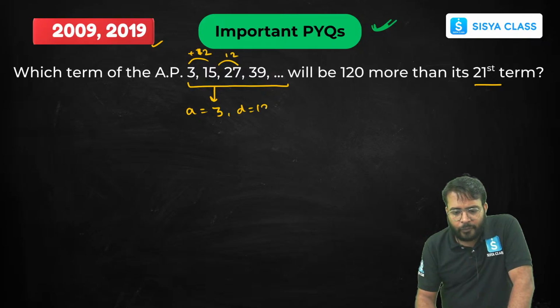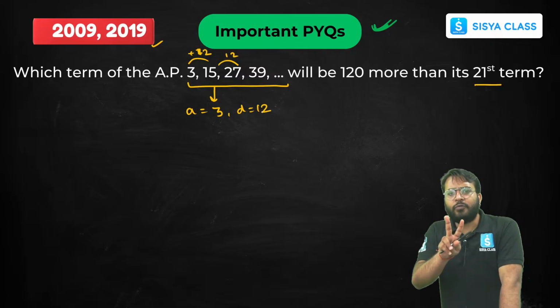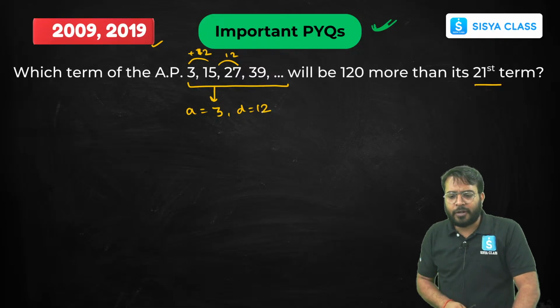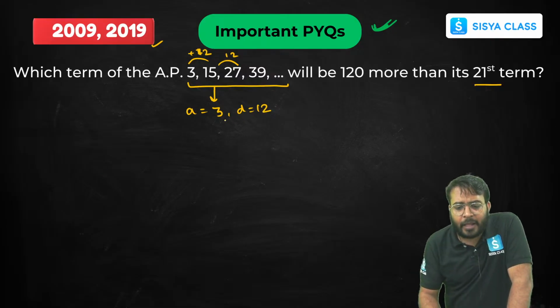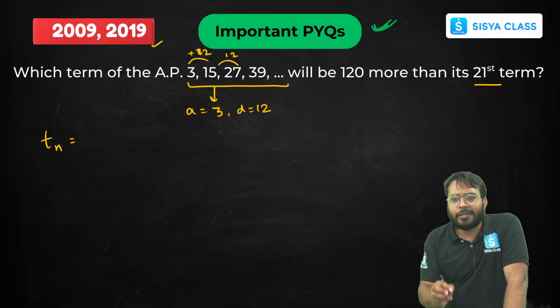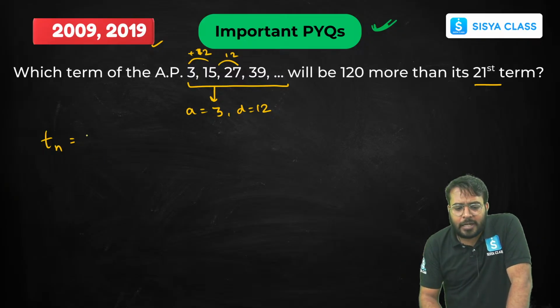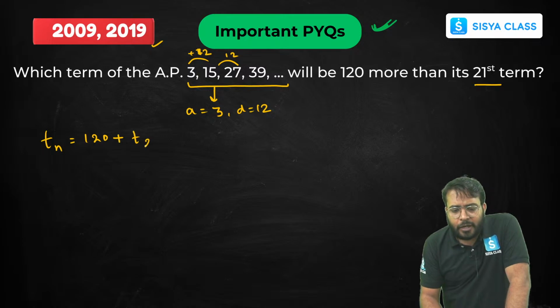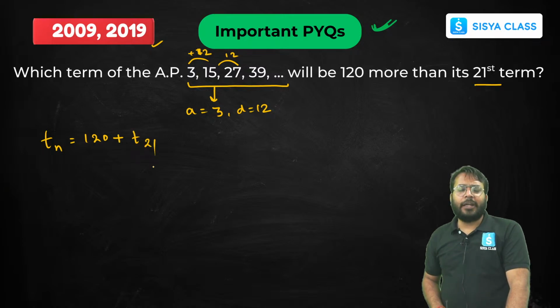Fine, from the AP we are getting information about my first term and common difference. What they are saying, which term, I don't know which term, let that be the nth term. So what will the nth term be, dear? Your nth term is such that it is 120 more than its 21st term. This is what they have given, right?